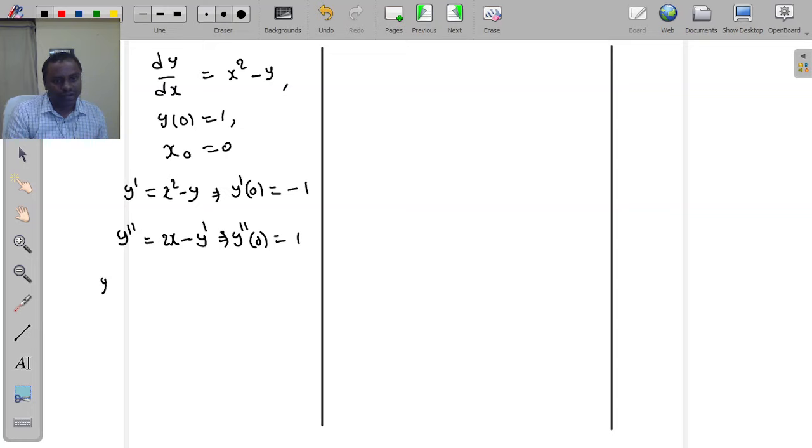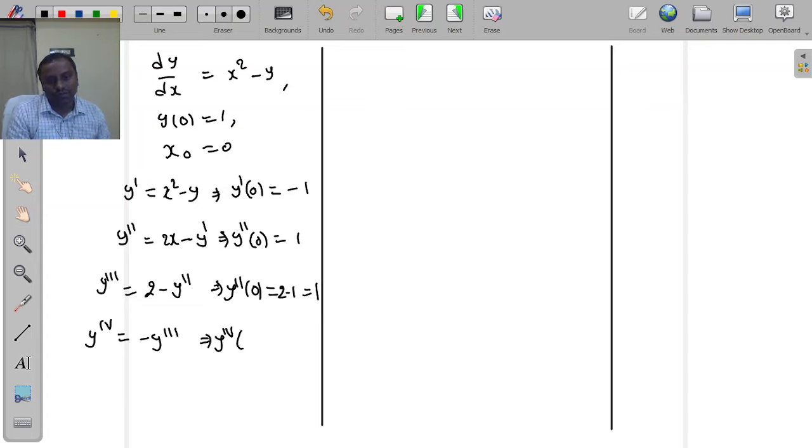Similarly, y triple dash. Differentiate one more time with respect to x. Now it will become 2 minus y double dash. It implies y triple dash of 0: substitute y double dash equal to 1, and 2 minus 1 will become 1. Again differentiating with respect to x, the constant becomes 0, so this is minus y triple dash. It implies y fourth dash of 0 will become minus 1.